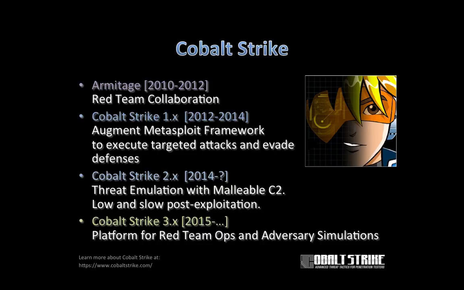Cobalt Strike 2 came out in recognition of a market demand for what are called adversary simulations. These are basically red team operations that focus on emulating the actions of a specific actor. Cobalt Strike 2 took steps to address this need with its malleable C2 technology. And that's a technology that allows you to change Cobalt Strike's wire indicators to look like another actor. Cobalt Strike 2 also saw a shift towards low and slow post-exploitation with Cobalt Strike's beacon payload. I worked on Cobalt Strike 2 since July of 2014.